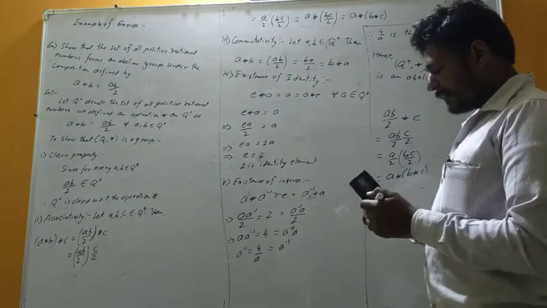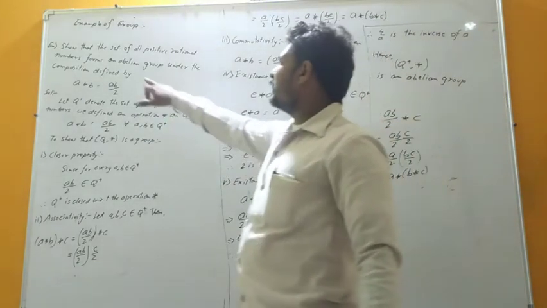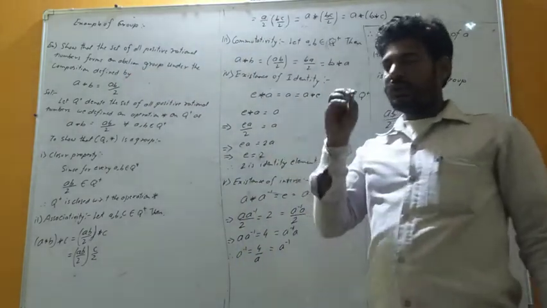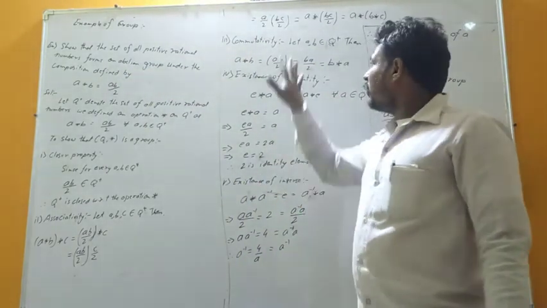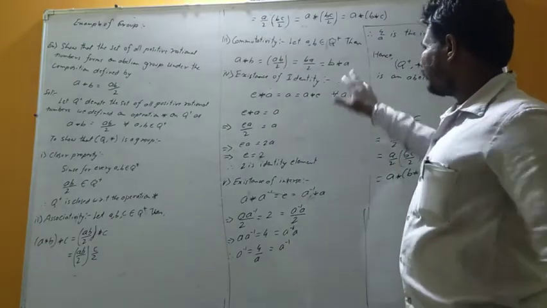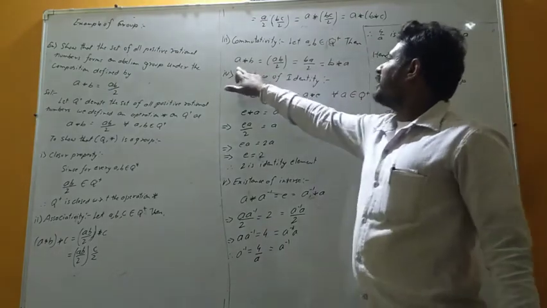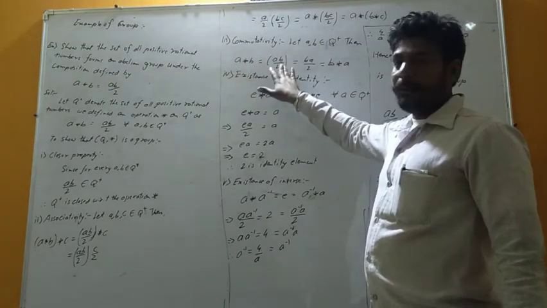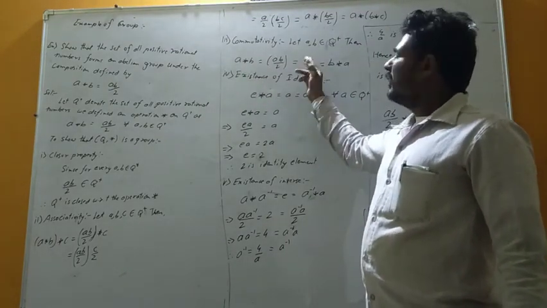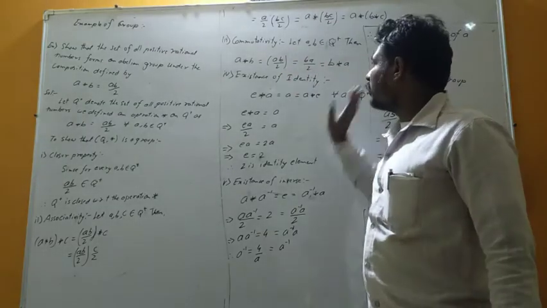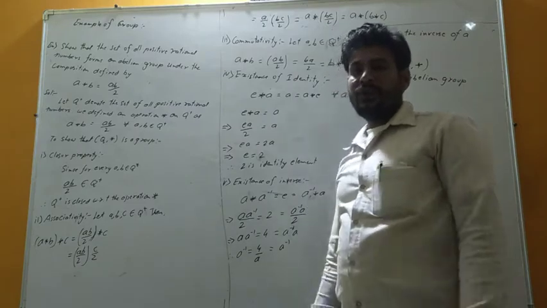Next, the question asks for an abelian group, so the commutative property should also be satisfied. Let us check it. If we have any two positive rational numbers, then a star b by our composition is ab upon 2, which equals ba upon 2, and this is b star a. So the commutative property is also satisfied.